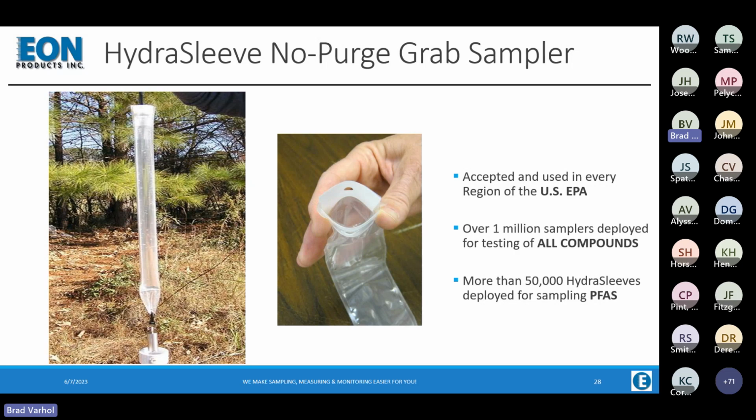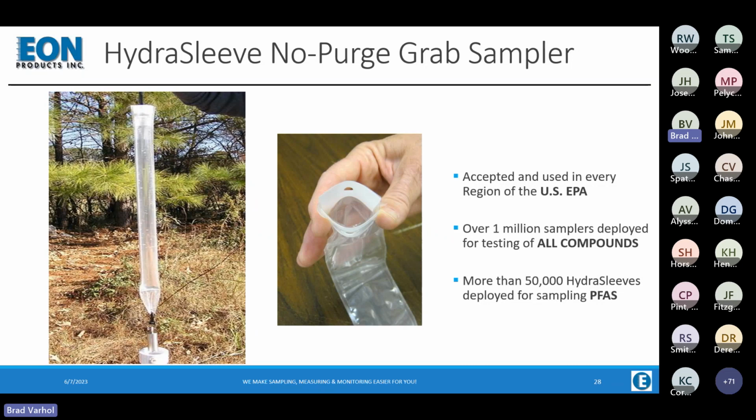The top is open, and you can't see it because it's transparent, but right under the top of the sampler is a short length of sleeve material that forms what's called a reed valve. So it's an automatically closing valve, and that's what's used to isolate the sample.